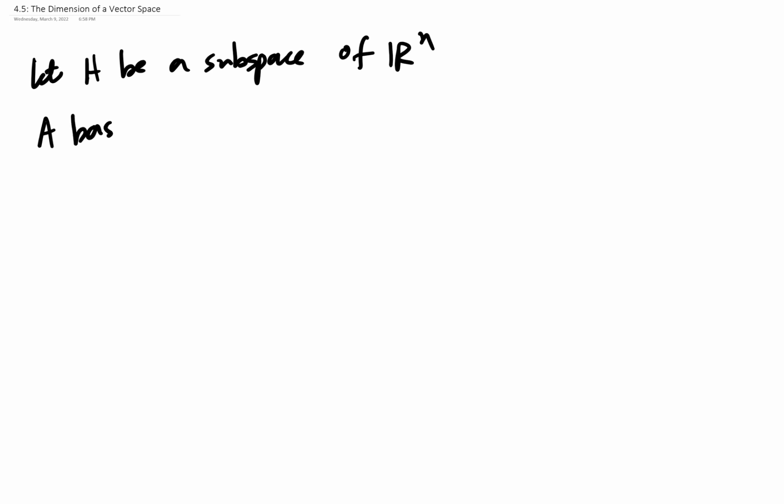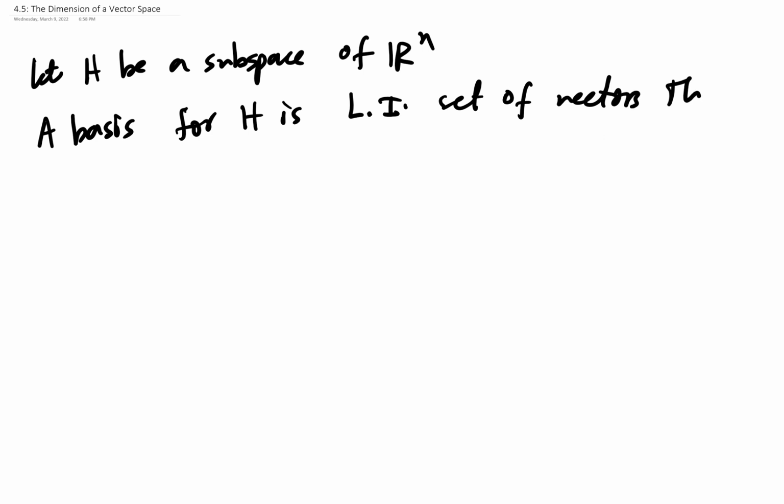space in this section. So the first thing I recall here, we usually let H be a subspace because we're going to use this subspace of Rn. Okay, so a basis for H is a linearly independent set of vectors that spans H. That's how we define the basis. We did that before.